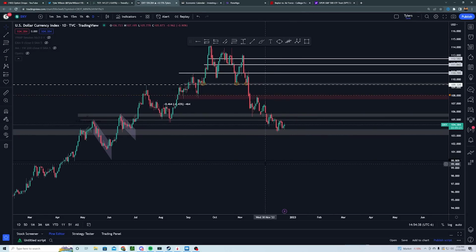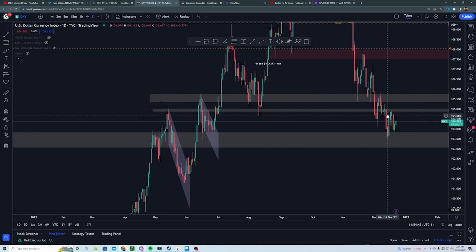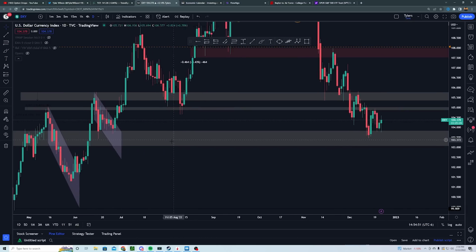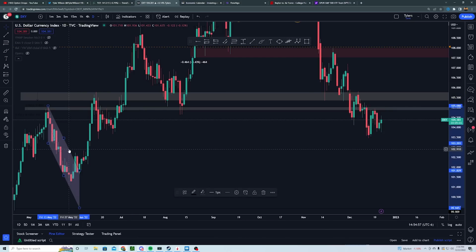Going into DXY. A lot of people have been asking about DXY. Again, I said the next big level where you have support is going to be down here. This is your major level, 103.8, basically down to 103 flat. This is your major demand level or zone, if you want to consider that. You can actually get rid of this if you want right there. I can clean this up. I don't know why I did it like that.